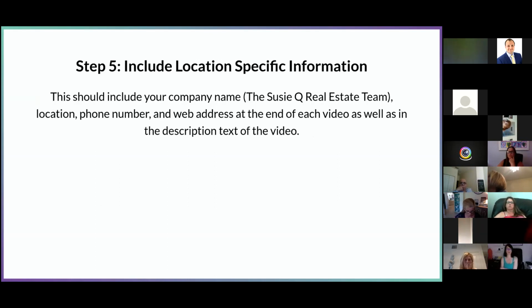And then step 5, we want to include location-specific information anywhere possible. That includes your company name, your location, your phone number, and your web address. You can do this at the end of the video, in the video itself, and also in the video description. You can just say, to contact us or to follow us, you can use these links. You can have a link to your website, a link to your Google My Business profile, a link to your Facebook page, whatever it may be. You want to include all of that relevant information everywhere you can.